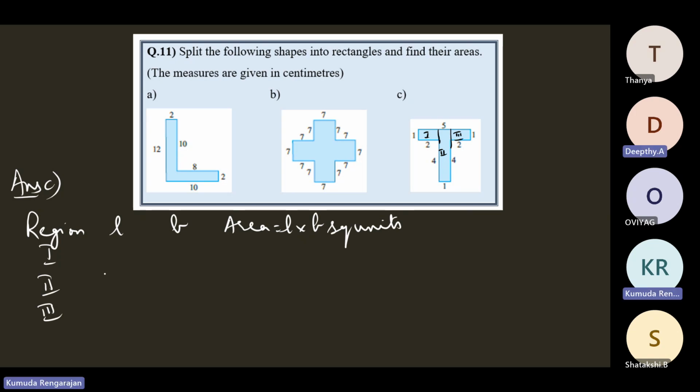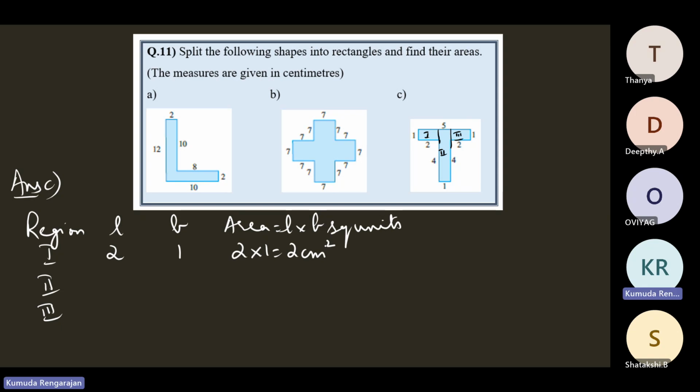Yes, Deepti. For region 1, what is the length and breadth of region 1? Ma'am, length of region 1 is 1 centimeter. Breadth? 2 centimeters. Okay. So normally I take the horizontal one as the length, so 2, and breadth is 1. So what's the area? Ma'am, 2 into 1, which is 2 centimeters square.